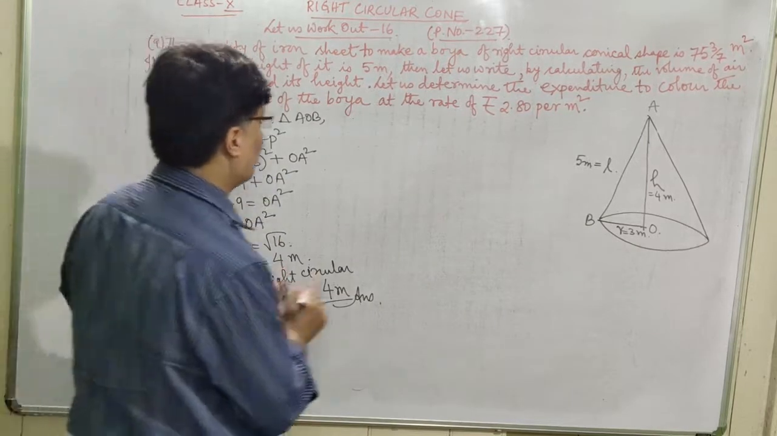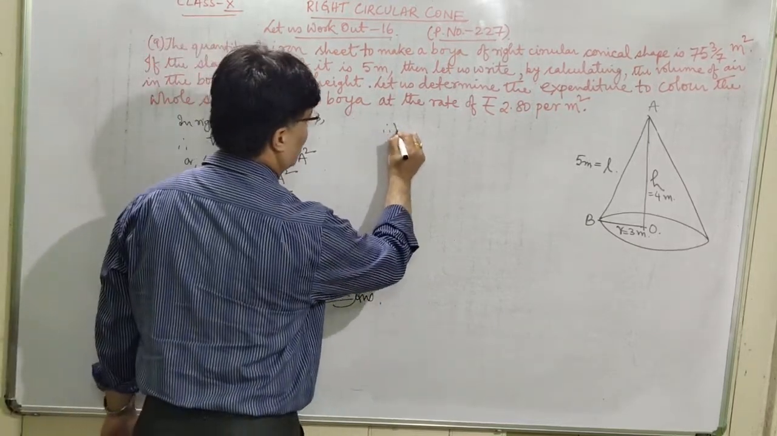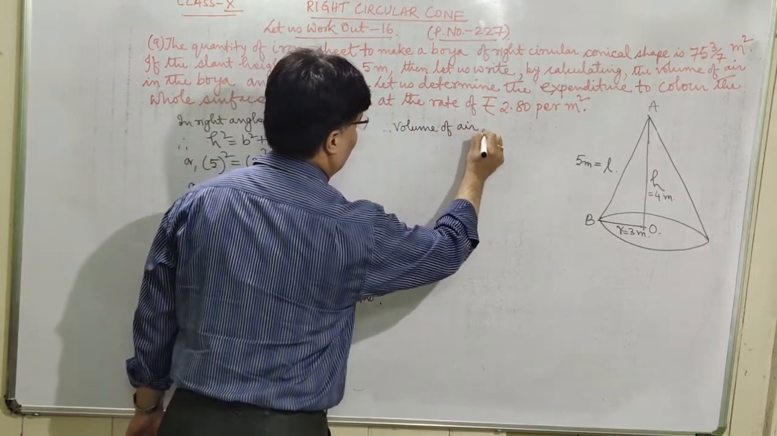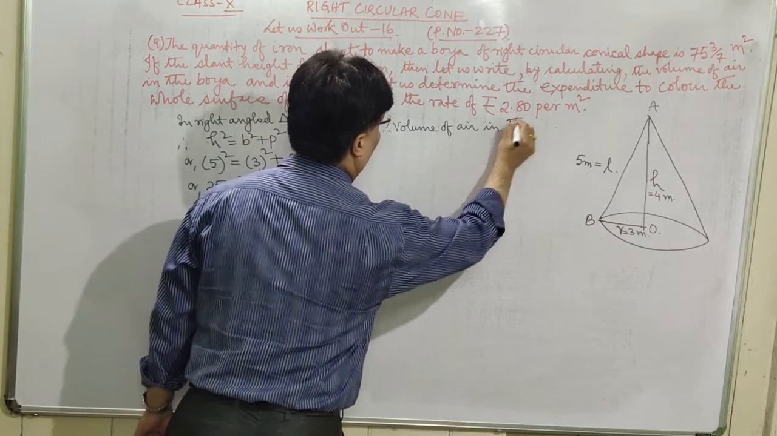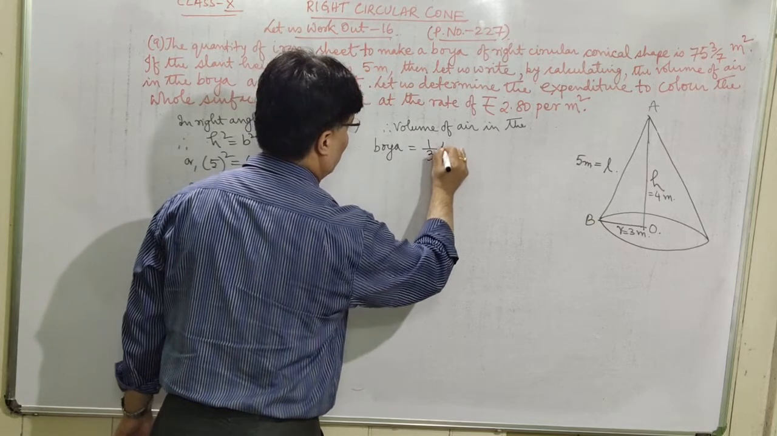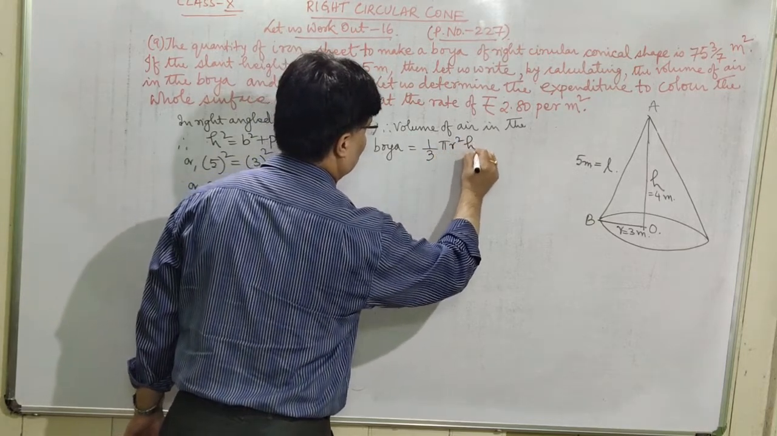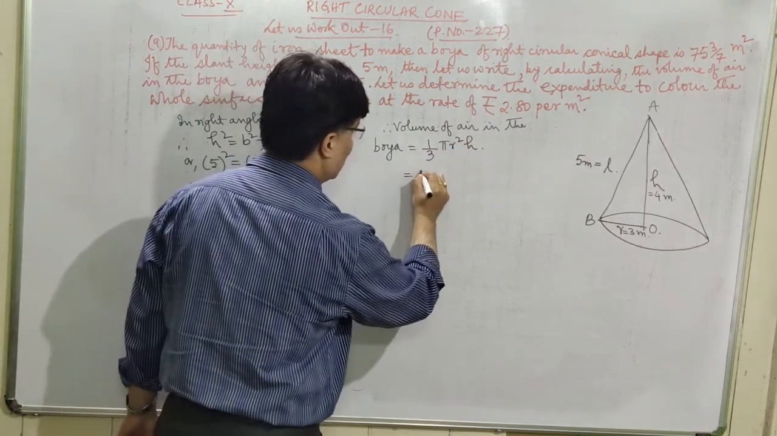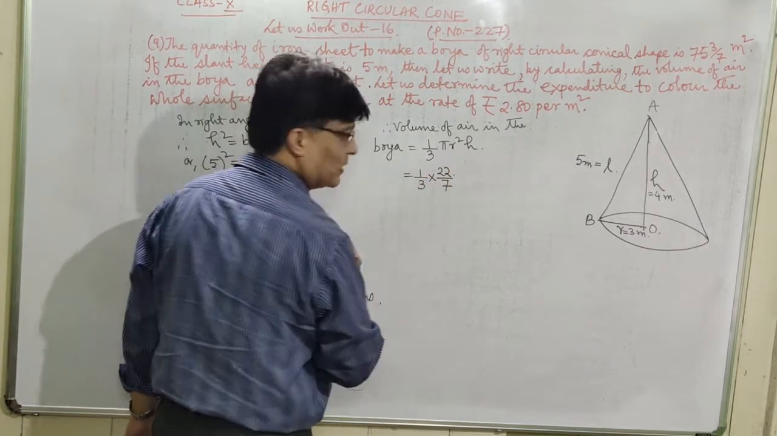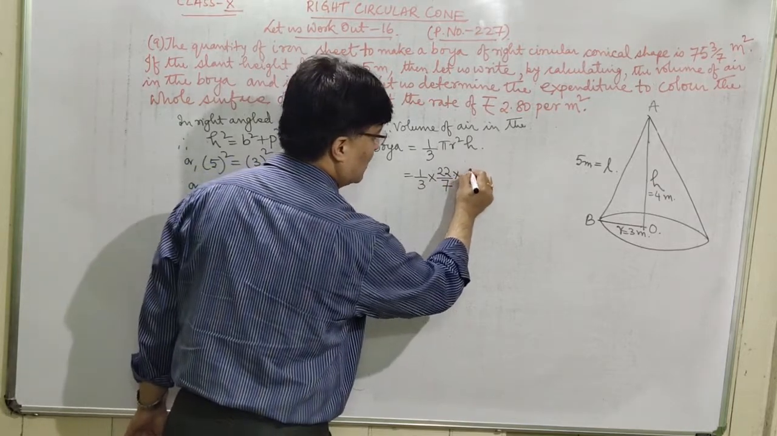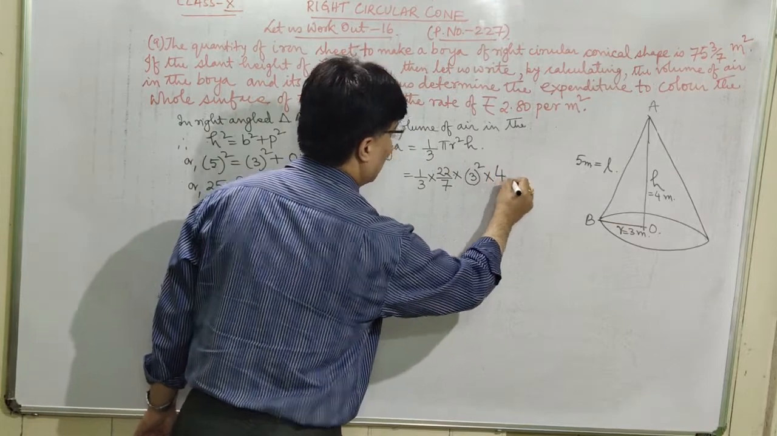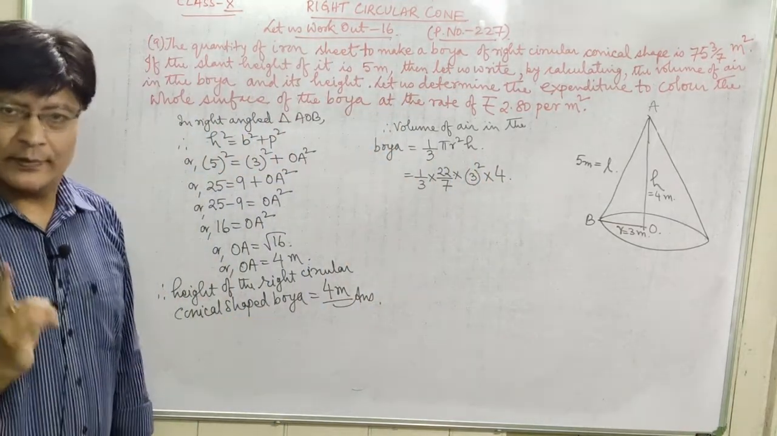Therefore, volume of air in the boya is equal to... what is the formula? It is 1/3 pi r square h, which is equal to 1/3 pi, means 22/7. What is radius whole square? It is 3 whole square into what is the height? Height is 4. Understood now?